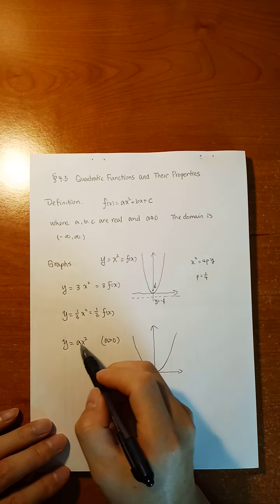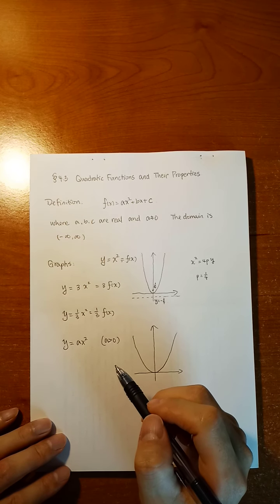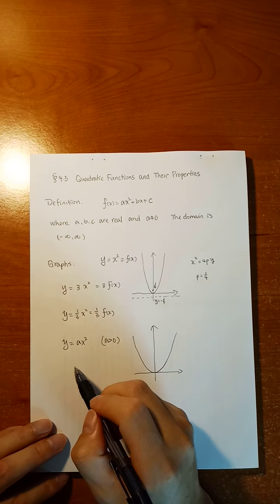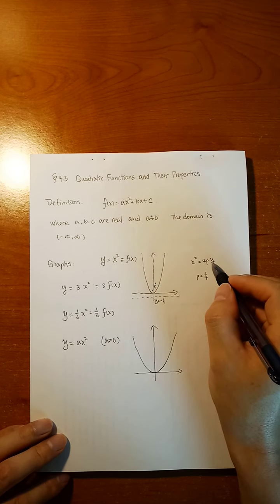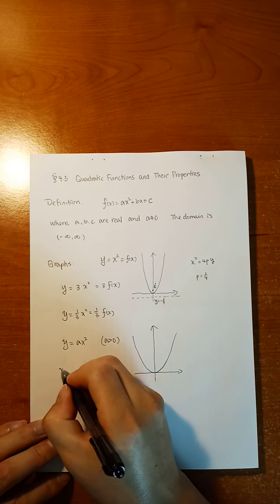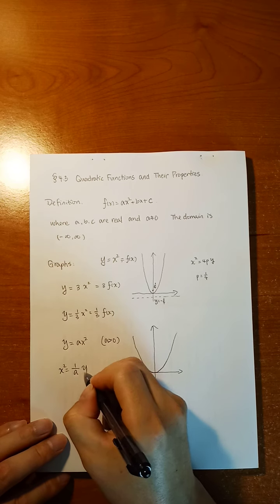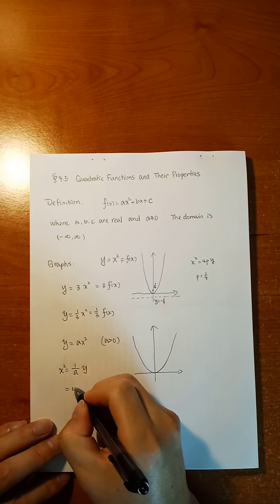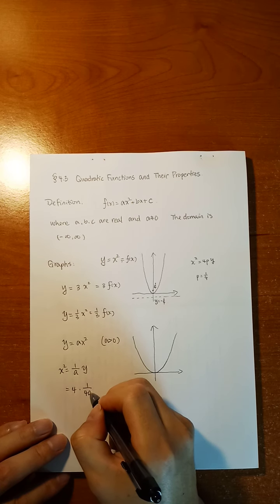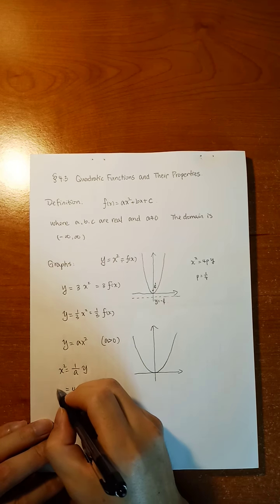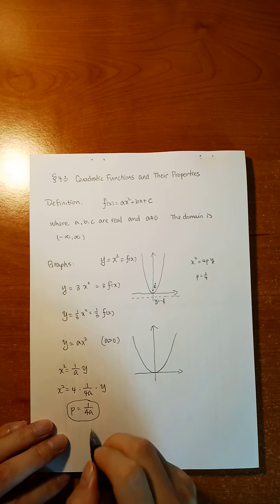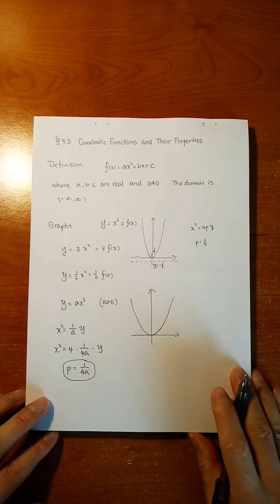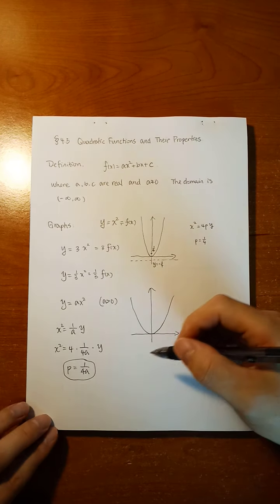And when you have something like this, what is the position of the focus? Be careful. When you want to find the position of the focus, you have to write x squared is equal to 4py. So from here you get x squared is 1 over a times y, and it's 4 times 1 over 4a times y. So p is equal to 1 over 4a.